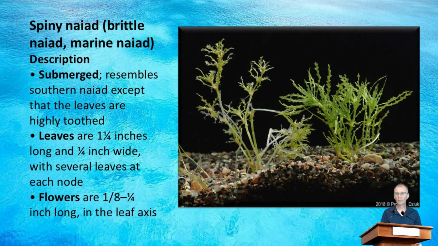Spiny naiad, brittle naiad, marine naiad. Description: submerged, resembles southern naiad except that the leaves are highly toothed. Leaves are 1 1/4 inches long and 1/4 inch wide, with several leaves at each node. Flowers are 1/8 to 1/4 inches long in the leaf axis.